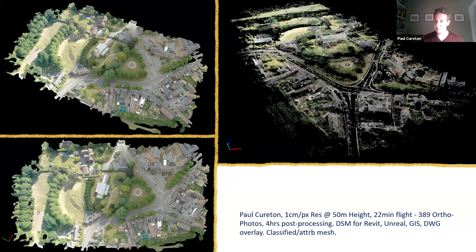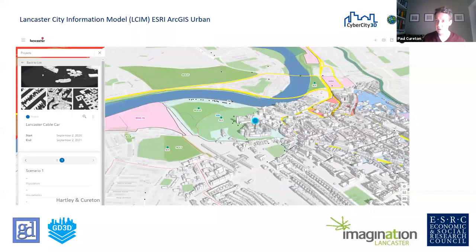Really quick to do. This is so simple. This was a Mavic 2. And then this is exported into Unreal Engine. I can do GIS DWG overlay. I can put it into new products like ArcGIS Urban that's coming out from Esri. I think this is interesting. I think there's potential for landscape architecture. I think you get like an Esri badge. Like once you're in Esri, you stay in Esri.